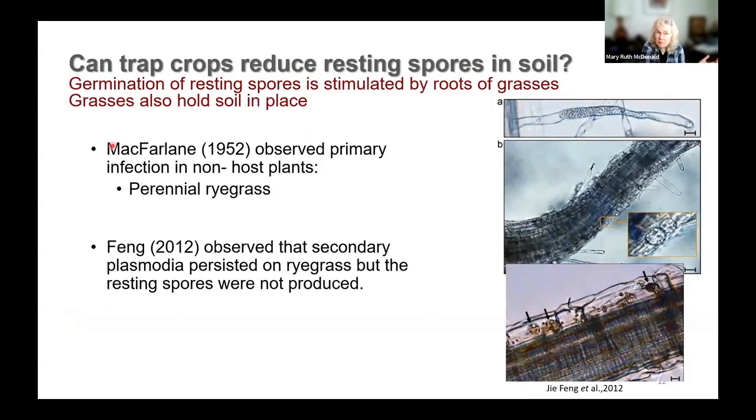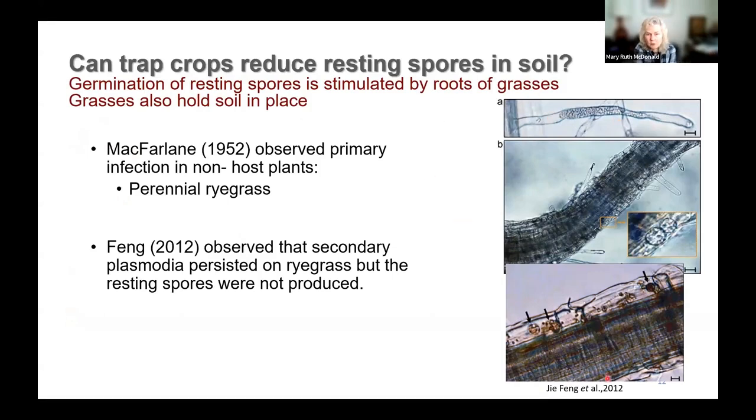We saw that there may be a benefit to wheat. Are there other cover crops or rotation crops that could help reduce the resting spores in soil? Different people have done some work on this. We do get infection of root hairs on crops like ryegrass that aren't normally considered a host. So the resting spores are germinating, they're infecting the root hairs, they're building up to higher numbers.